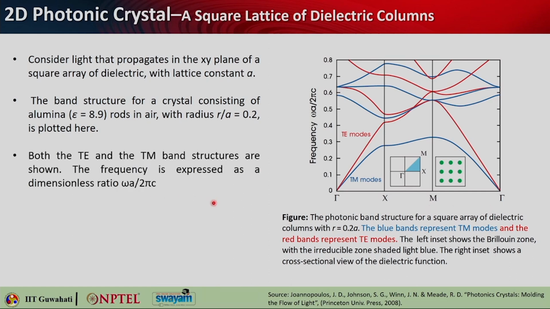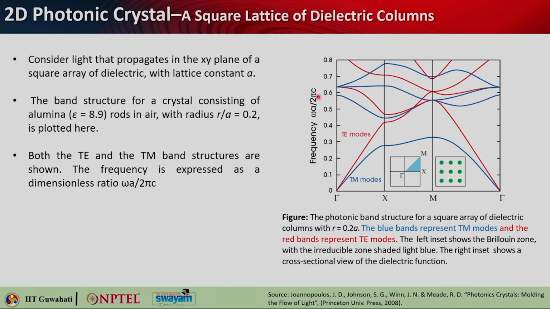So after that you will also do the calculation. These are basically the k parallel, okay, and this is the frequency which is normalized. So omega a over 2 pi c is basically the normalized frequency, okay. So depending on your size, okay, you can find out what is the exact frequency, size in the sense, you know, the lattice constant.